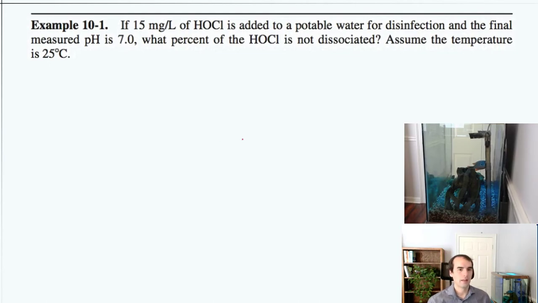So that's just that temperature thing. That's just because the Ka value is temperature dependent. We're not going to bother with that. I'm just going to tell you that it's 10 to the negative 7.54. We'll just solve it that way. Okay. So go ahead and start working on this problem.